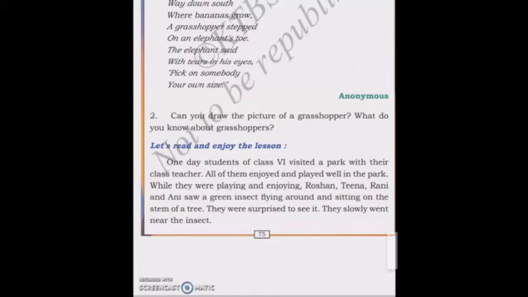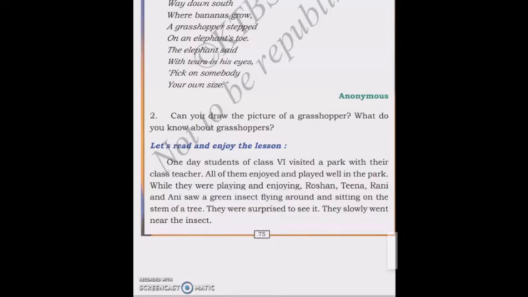One day, students of class 6 visited a park with their class teacher. All of them enjoyed and played well in the park. While they were playing and enjoying, Roshan, Tina, Rani and Annie saw a green insect flying around and sitting on the stem of a tree. They were surprised to see it. They slowly went near the insect.